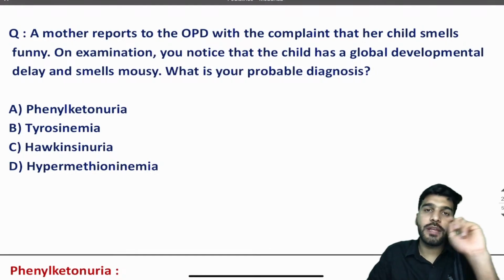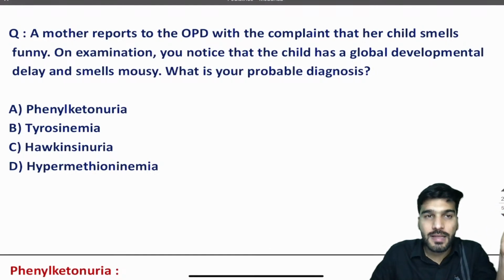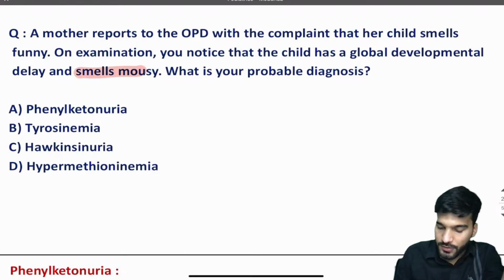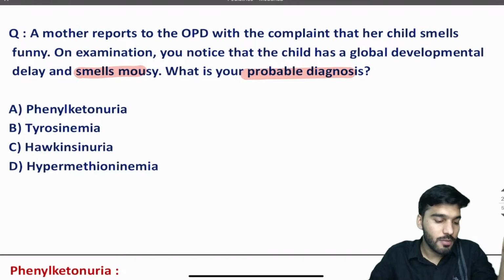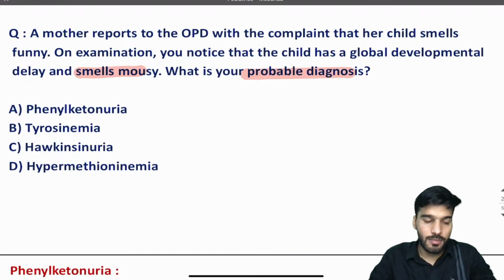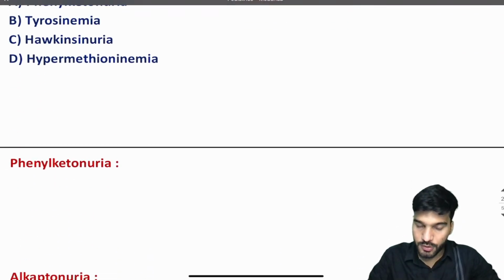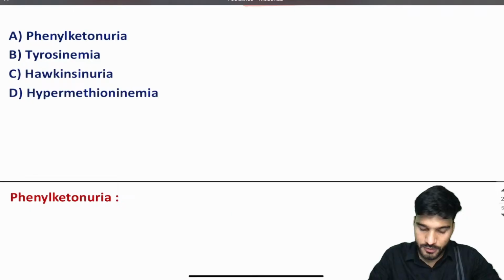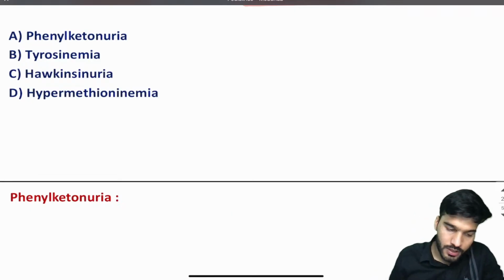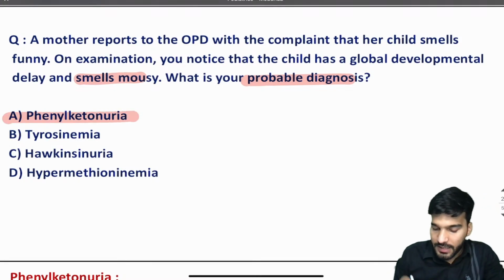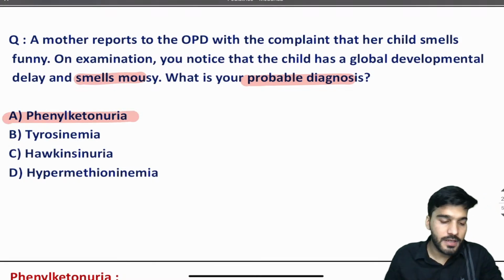A mother reported to the OPD with a complaint that her child smells funny. On examination, you notice that the child has a global developmental delay and smells mousy. What is your probable diagnosis? So let's talk about the different conditions: phenylketonuria, alkaptonuria. If the child has a mousy odor, yes, write down in the comment section, that's going to be phenylketonuria.